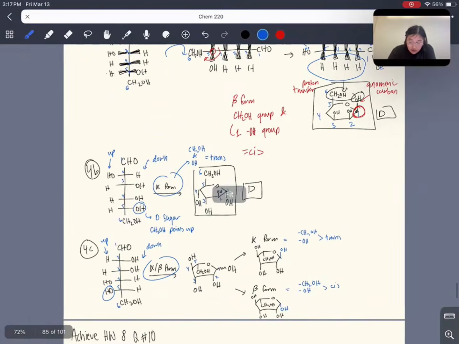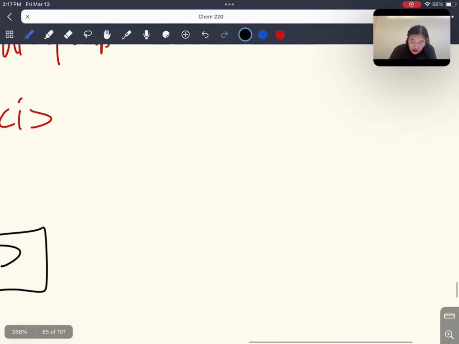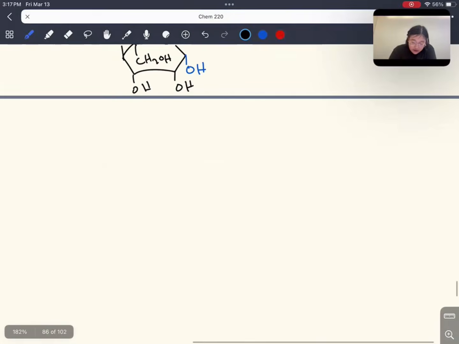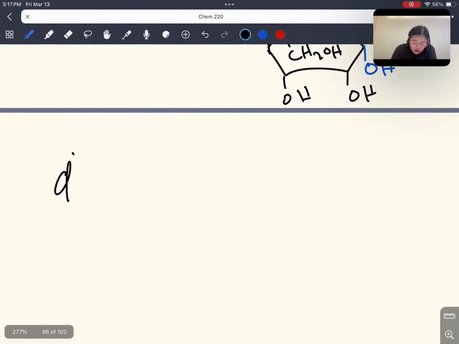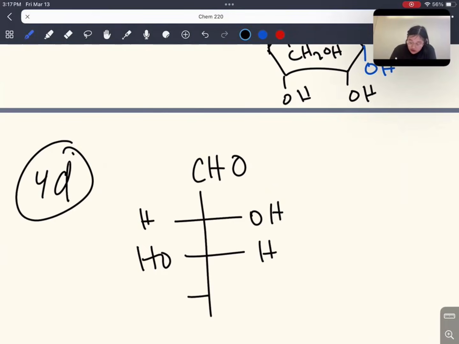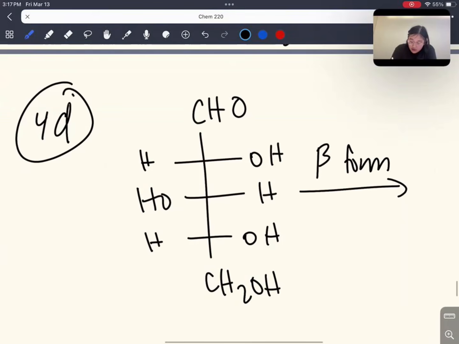And then last but not least, 4D. I'm going to redraw what 4D looks like. So we have our aldehyde carbon here, and then now we have 3 chiral carbons in the center. And then this one asks us to draw the beta form. Okay, so first thing we do is number our carbons. So our aldehyde carbon is number 1, and then going down 2, 3, 4, 5.